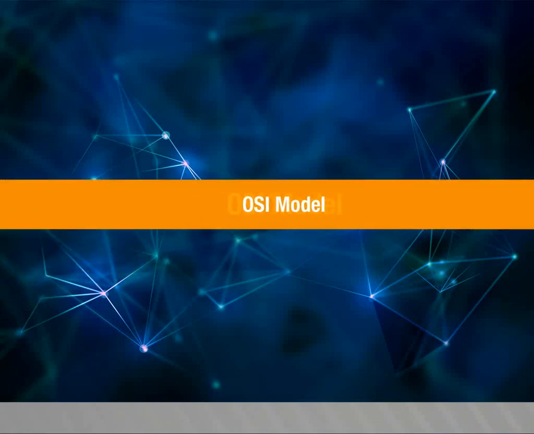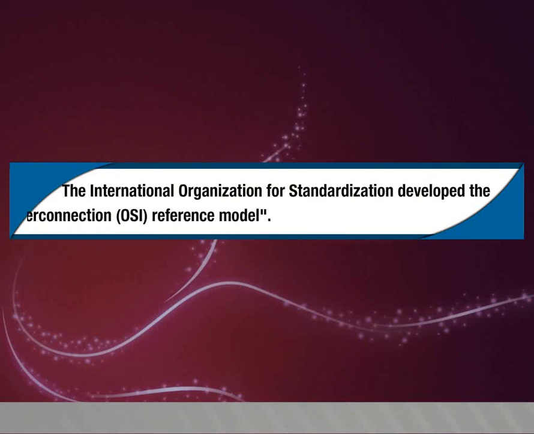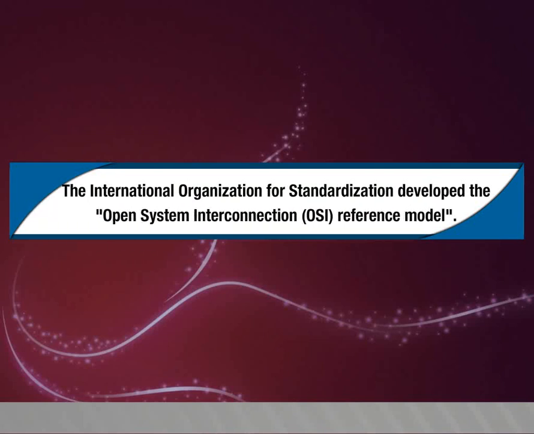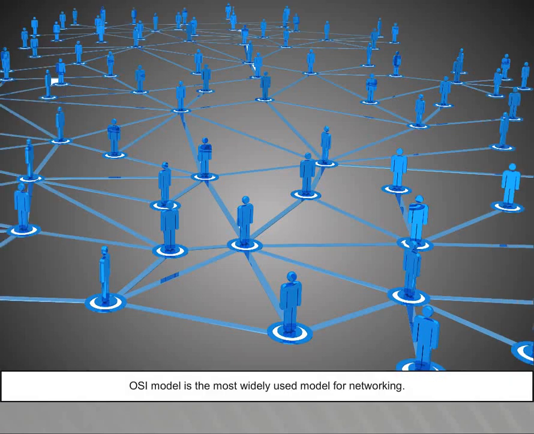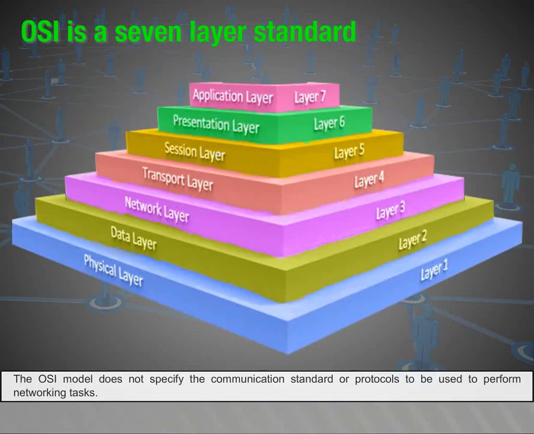OSI model. In this video, we are going to learn about the OSI model. The International Organization for Standardization developed the Open System Interconnection, that is, the OSI reference model. The OSI model is the most widely used model for networking. OSI is a 7-layer standard. The OSI model does not specify the communication standard or protocols to be used to perform networking tasks.